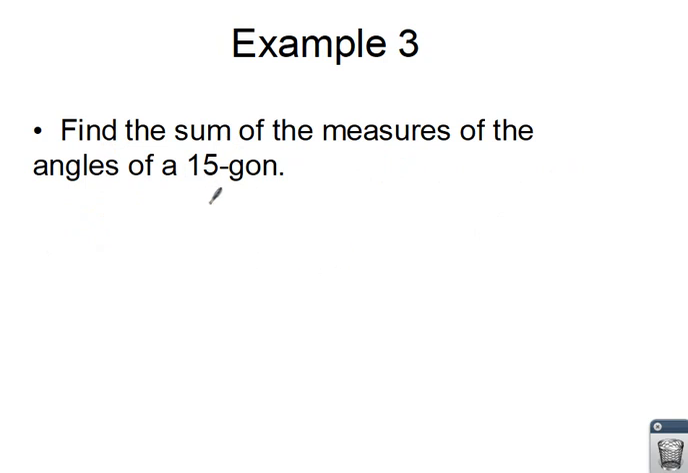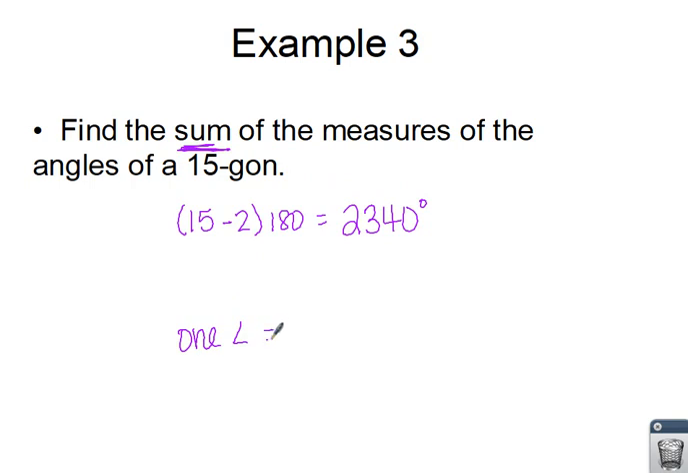Alright, so the measures of the angles of a 15-gon, you take number of sides minus 2 times 180. And you get 2,340 degrees. That's the sum. Okay, one angle, if I divide that by 15, I get 156. So one angle of the 15-gon would be 156. I believe it's called a pentadecagon.